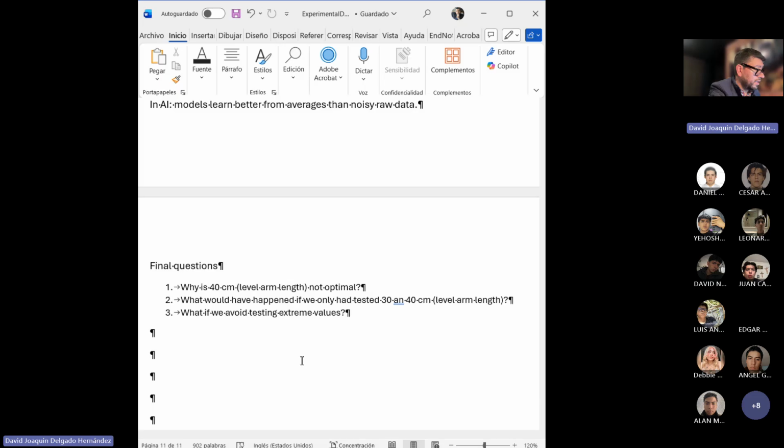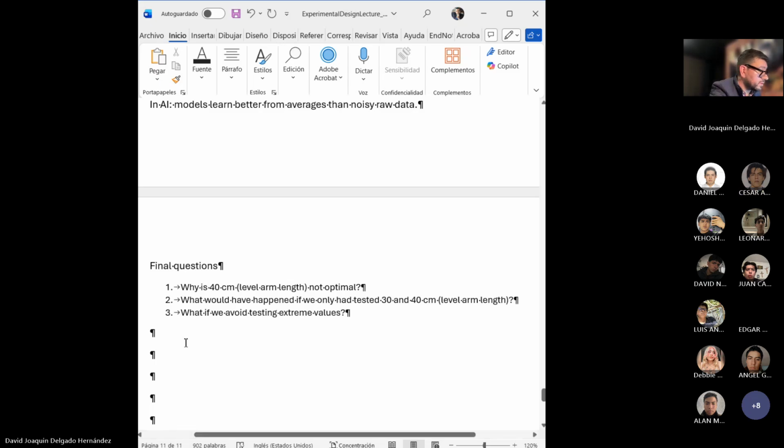Okay, perfect. What about the second question? What would have happened if we only had tested 30 and 40 centimeters? The results suffer from insufficient variance, the interstitial trends, and lack of curve mapping.